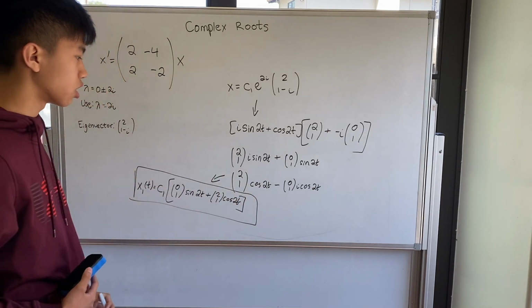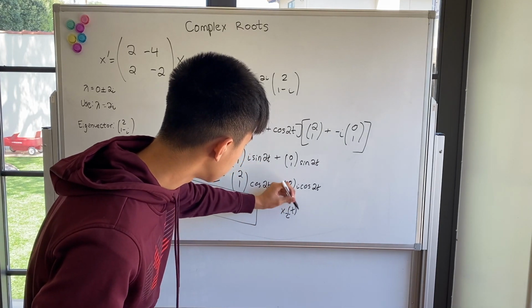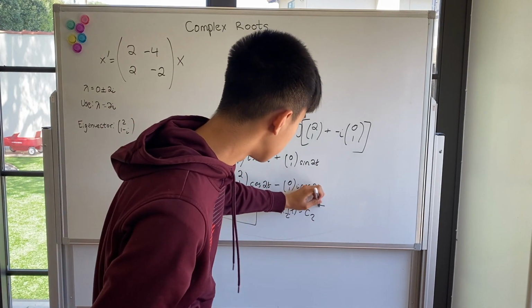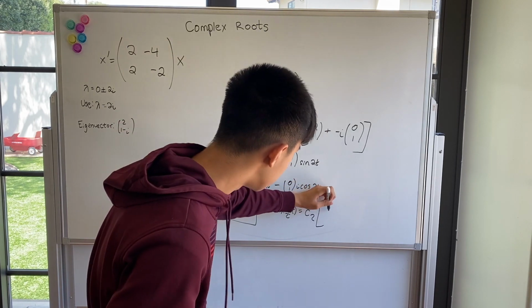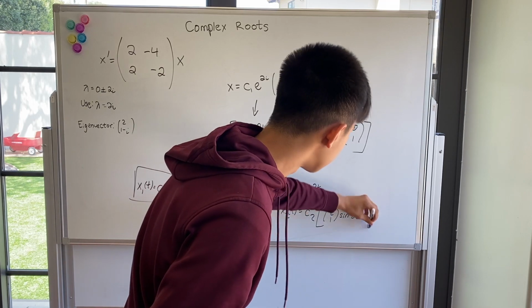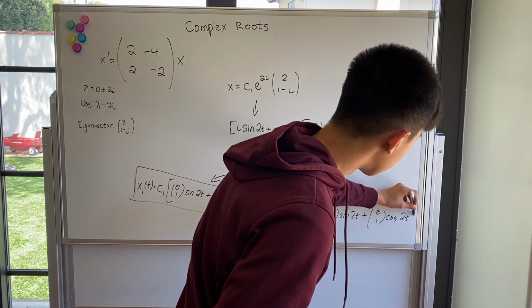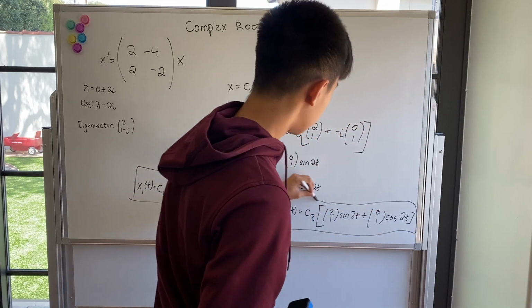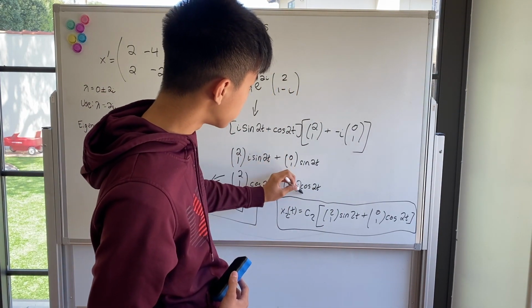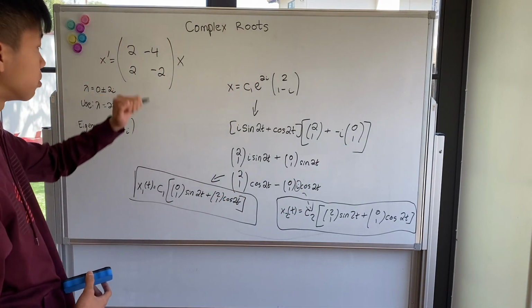Then for the solutions with the imaginary numbers, we can use x2 of t is equal to C2 times 2, 1 sine 2t plus 0, 1 cosine 2t. Since i is kind of like an arbitrary constant, you can include i in the C2 like I did. And these are solutions to this matrix.